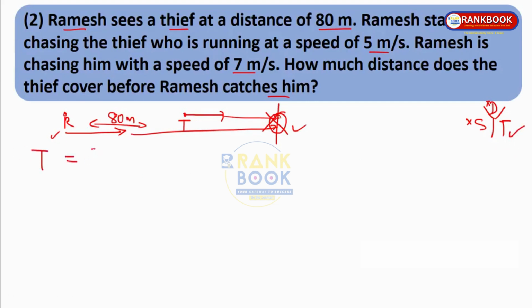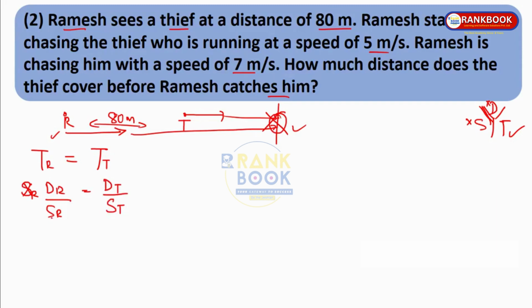So what do we have over here? We have time for Ramesh equal to time for the thief. So what is the formula for time? Time is nothing but distance upon speed. See how DST is useful. Sometimes we might get confused while solving or write the wrong formula, but referring to DST will always give the right formula. Time is nothing but distance upon speed. Distance traveled by Ramesh upon the speed of Ramesh would be equal to distance traveled by thief upon speed of thief, right?